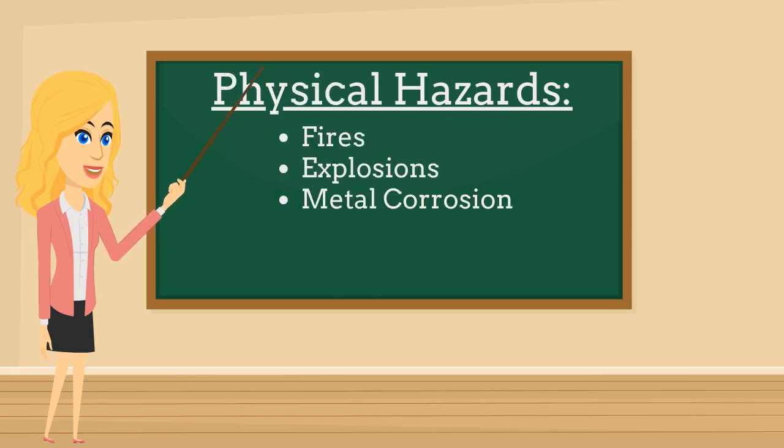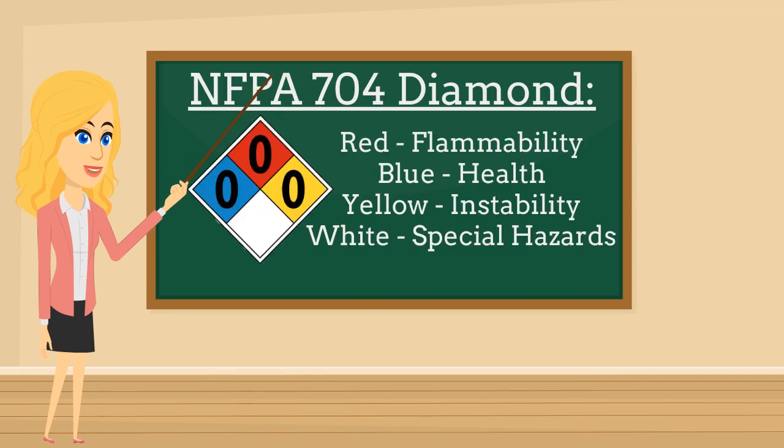Employees can be exposed to and harmed by physical hazards presented by chemicals. These hazards can be in the forms of fires, explosions, or the corrosion of metal. The National Fire Protection Association created the NFPA 704 to help quickly and easily identify the risks that a hazardous material poses. The 4 sections of the diamond are color-coded.